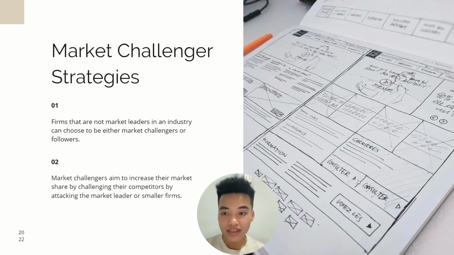Now, let's move on to the market challenger strategies. Firms that are not market leaders in an industry can choose between being market challengers or followers. Market challengers aim to increase their market share by attacking the market leaders or smaller firms. On the other hand, market followers do not attempt to disrupt the market. Market challengers have the advantage of being able to observe what made the market leader successful and improve upon it, leading to the potential of becoming the new market leader. To attack the chosen competitor, the challenger can either launch a frontal attack, matching the competitor's effort, or indirectly attack the competitor's weaknesses or gaps in market coverage.